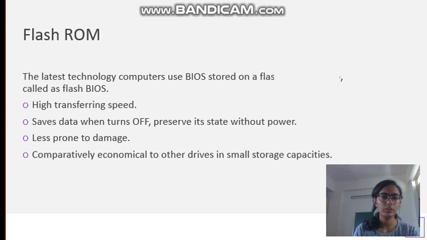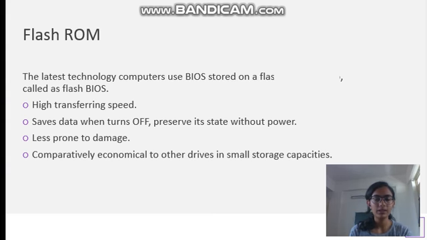Now coming to the flash memory. It is basically a universal flash programmable non-volatile utility used in computers as a storage medium. It can be electrically erased and reprogrammed. In this, memory blocks of data can be deleted and written at a particular time. The applications include the latest technology computers, which use BIOS stored on a flash memory chip called the flash BIOS, pen drives, small cards, etc.